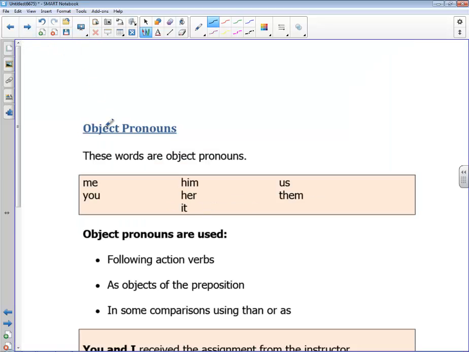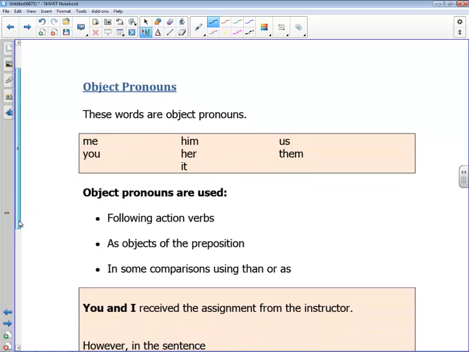These are the object pronouns: me, you, him, her, it, us, and them. We know now that they're going to follow action verbs, that they're going to follow objects of the preposition, and sometimes they're going to be used in comparisons where there is no understood verb. I'll show you that in a minute.